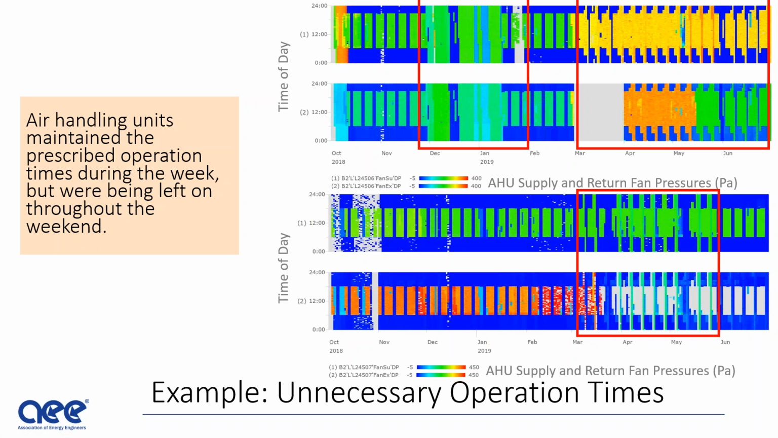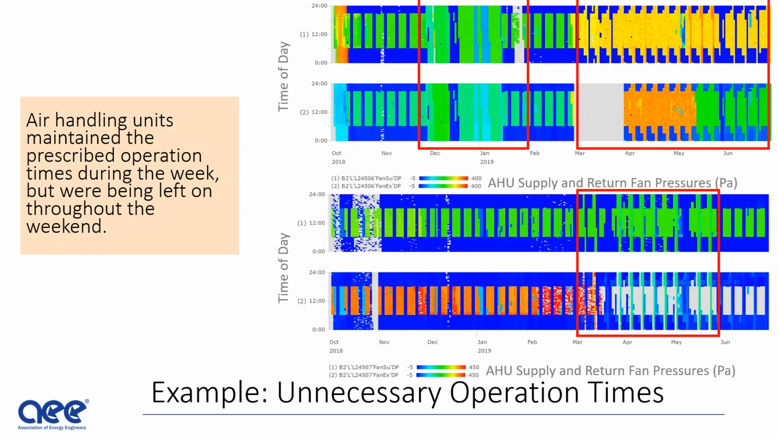And then other colors indicate different or varying pressures that are being maintained in the ductwork. And so what we ought to see in the case here is some nice looking rectangles that indicate standard operation around 9 a.m. to 9 p.m. Monday through Friday, and then the blue rectangles in between, or the gaps in between, are weekend operation.